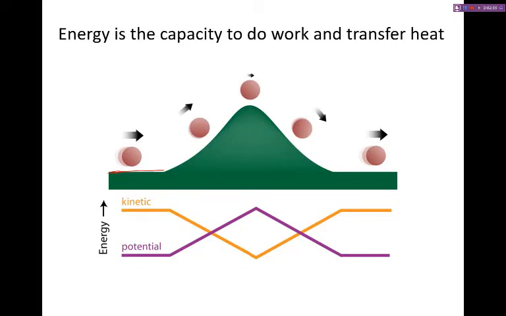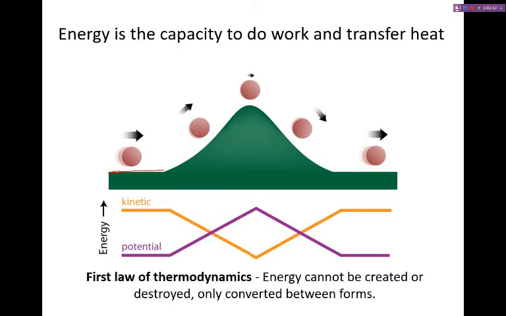And this brings us to what's called the first law of thermodynamics. And that is that energy cannot be created or destroyed, but is only converted between forms. Today we're going to talk about two types of energy. We're going to focus on electrostatic potential energy, and we're going to look at heat, or enthalpy, as well.